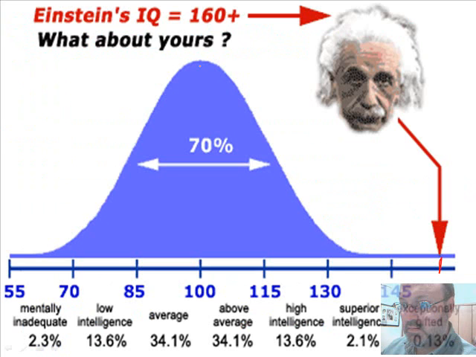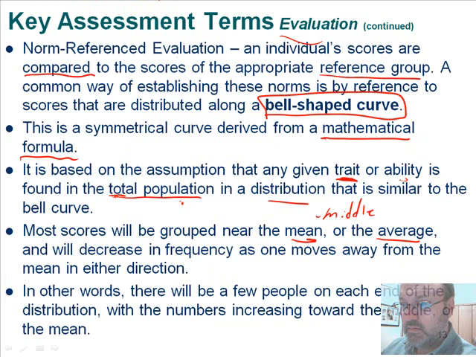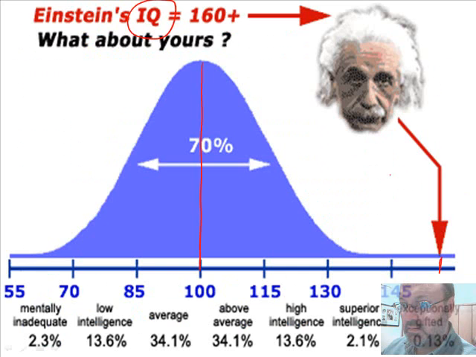But here's what this means. Here's the middle, and this is typed on IQ. And you can put any skill or trait, as we said back here, any trait or ability can be typed and put on a bell-shaped curve.